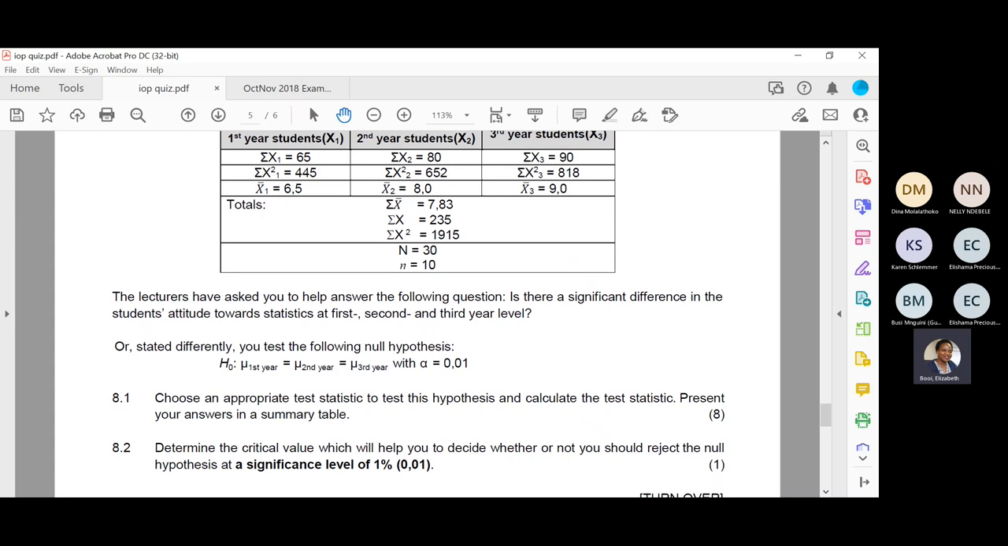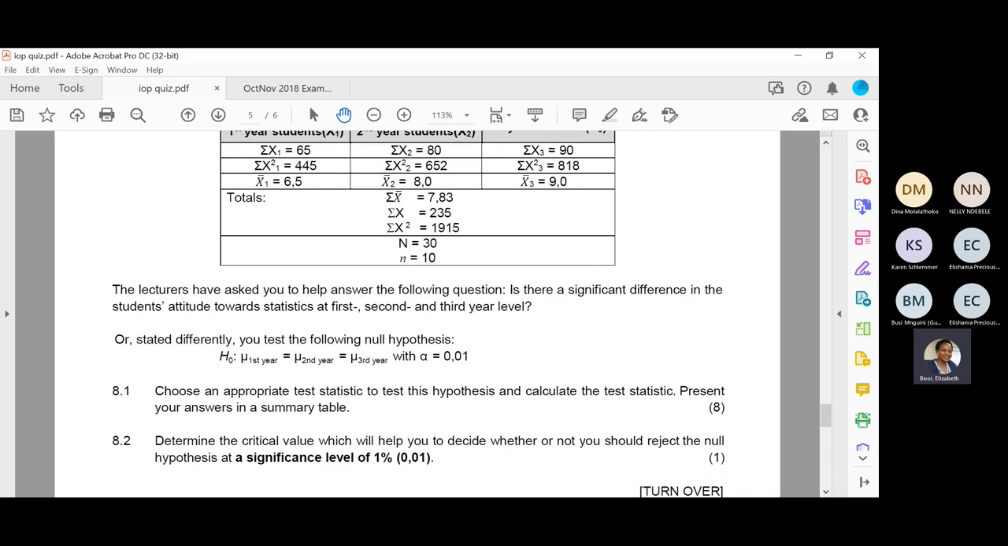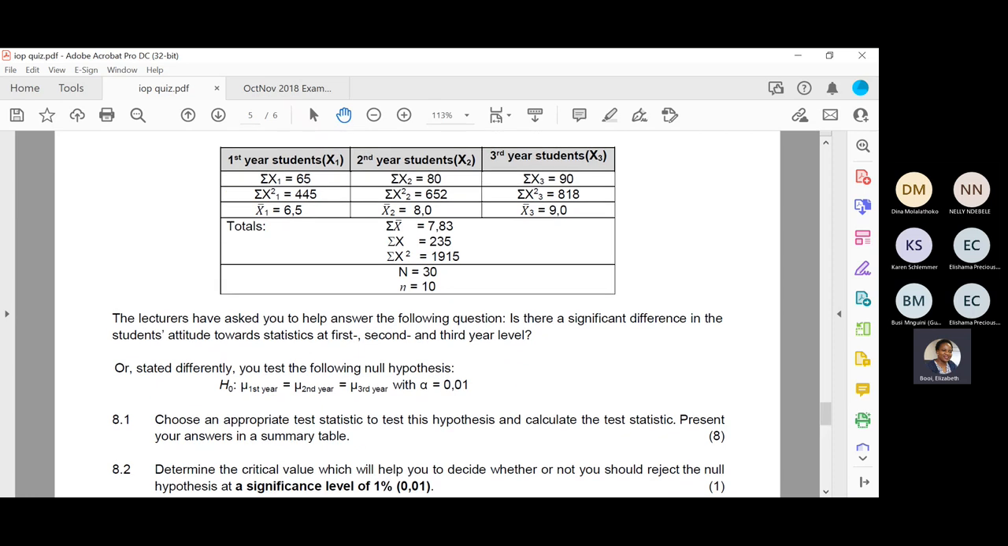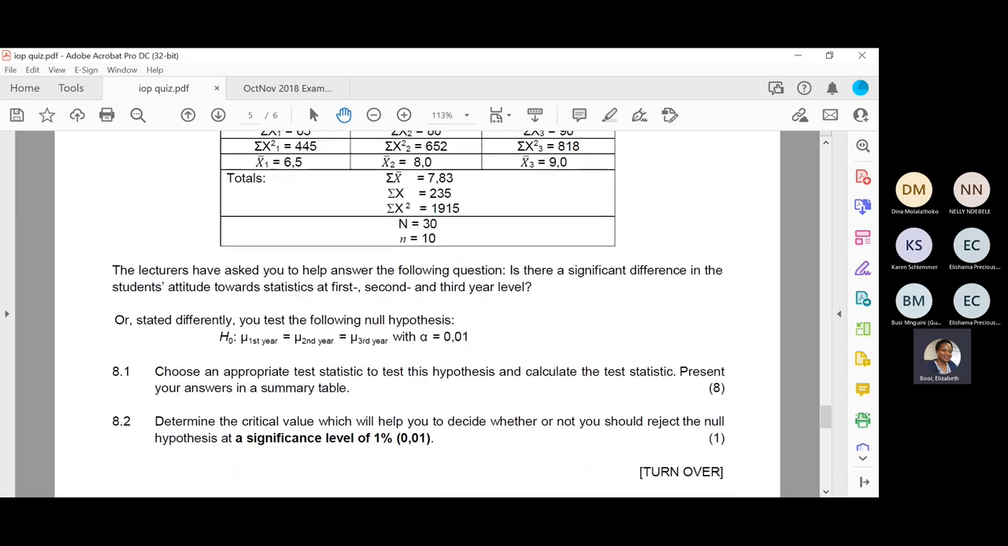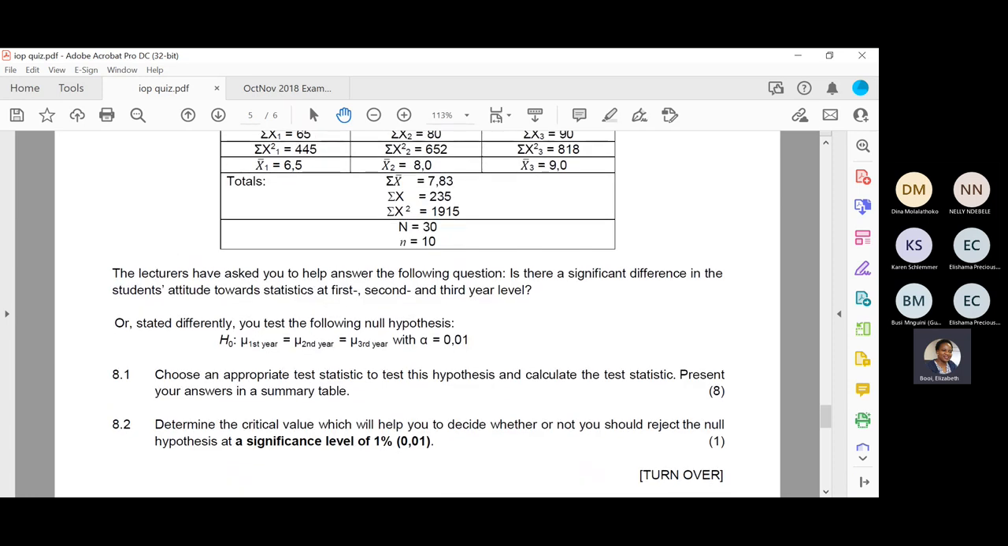I think this is almost the same question that we did previously, so it should be easy to answer, or you should have the answers because it's almost exactly the same. The only difference is the values given. They just changed the values, but the questioning is almost exactly the same. So what is 8.1? Choose an appropriate test statistic for this hypothesis question and calculate the test statistic. Present your answer in a summary table.